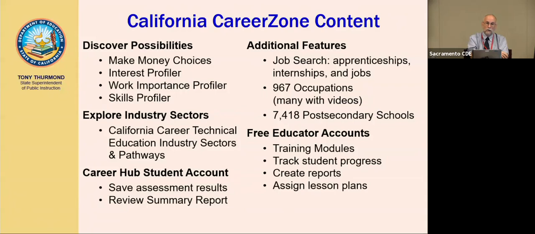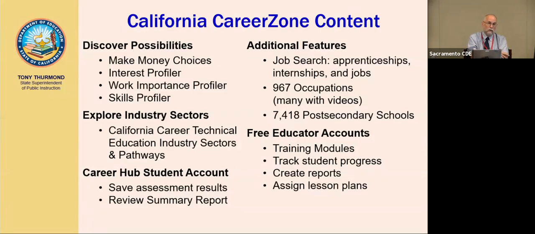So you can search on the page. I think that might be a later slide, but it's easy to find. It's one of the landing page options. Students can go in and get an idea about occupations that are available in any of the industry sectors or in any of the career pathways within those sectors. The Career Hub is what we call the student account. Again, they can set that up at any time and keep it forever. They can search for internships, apprenticeships, and jobs, again, almost 1,000 occupations.